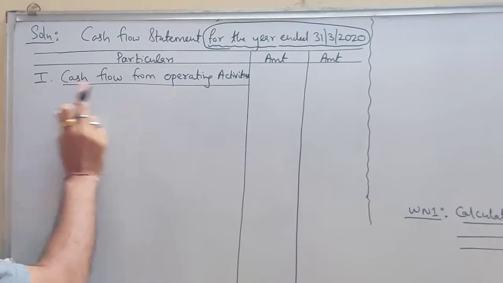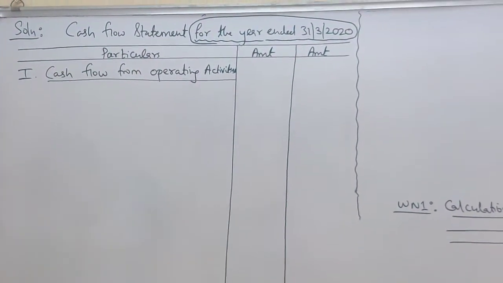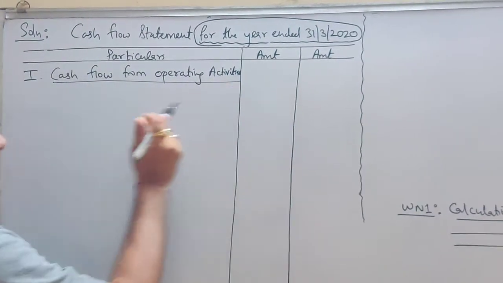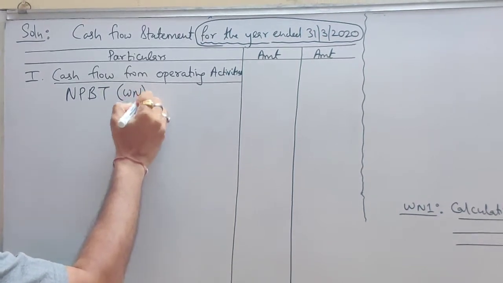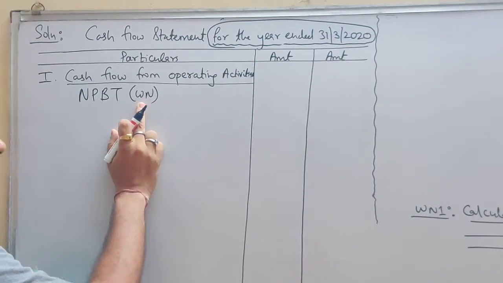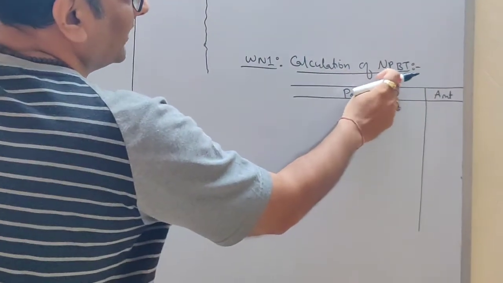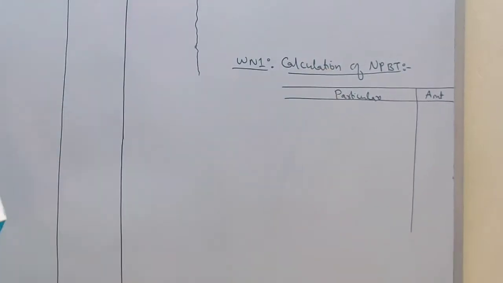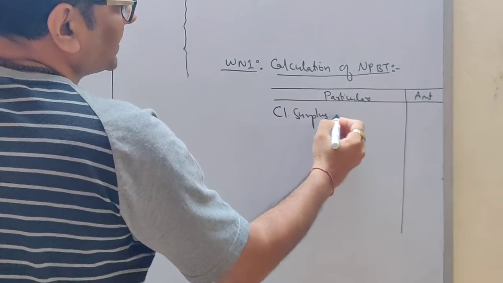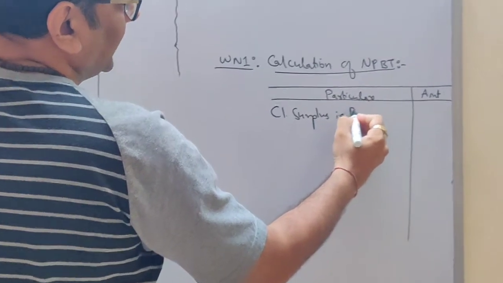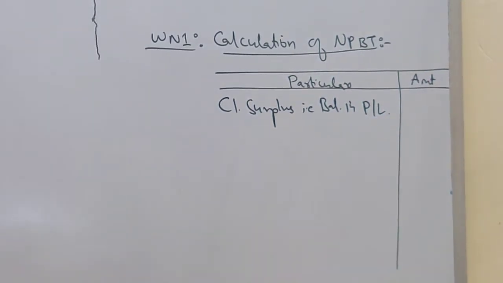Now after that you will start with the first activity, that is operating activity. And you know, students, your operating activity starts with net profit before tax. So we are going to find this amount in a working note. That is my working note number 1, calculation of net profit before tax. And how do we start this calculation? You will take the closing surplus, that is the balance in the P&L statement.